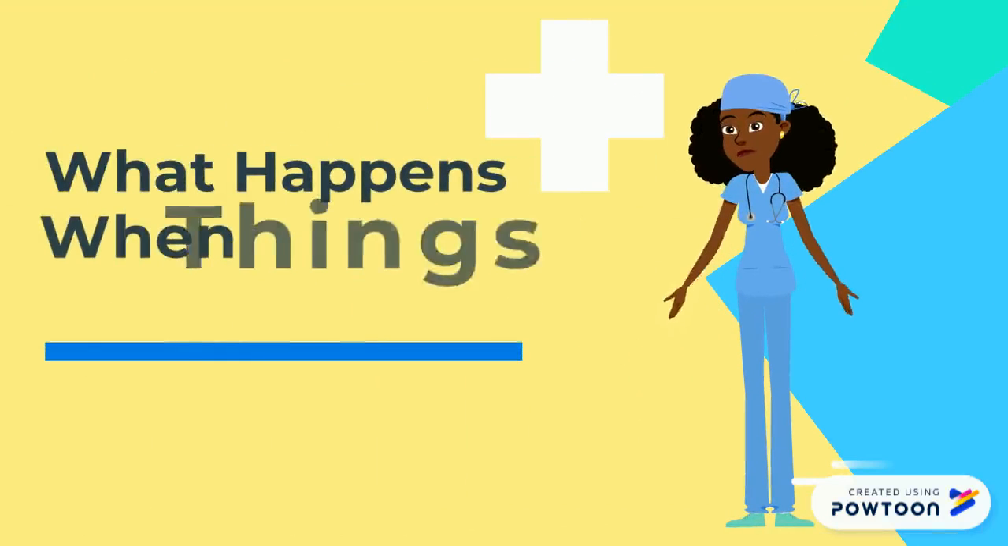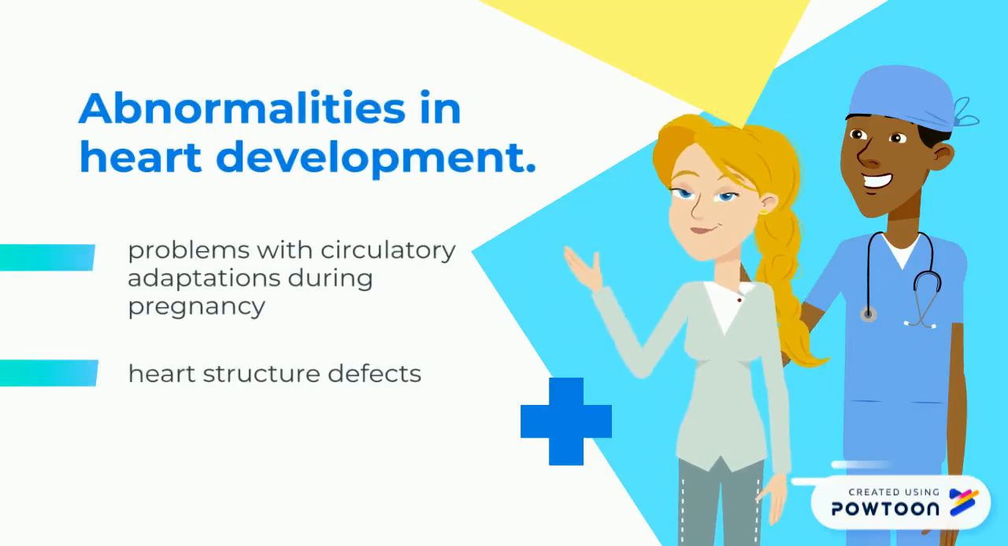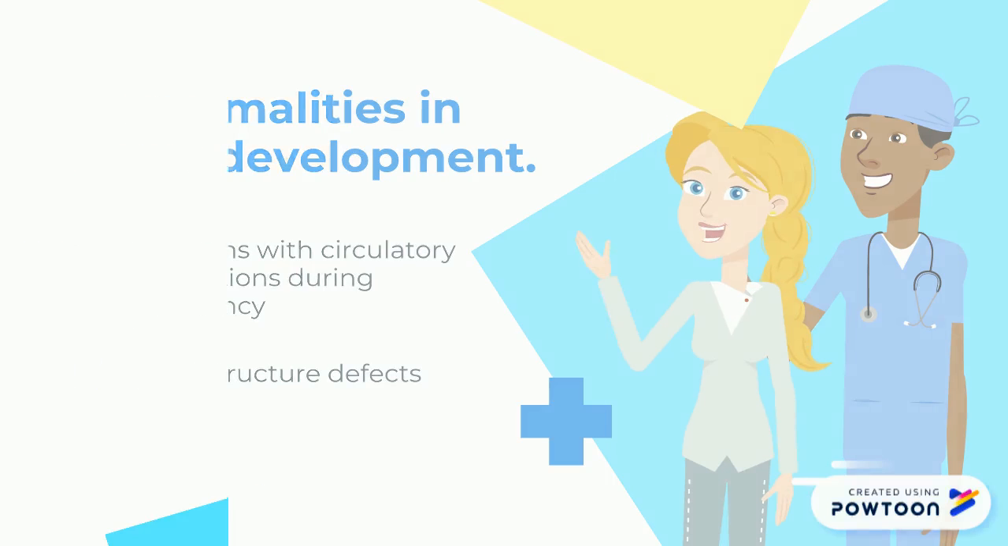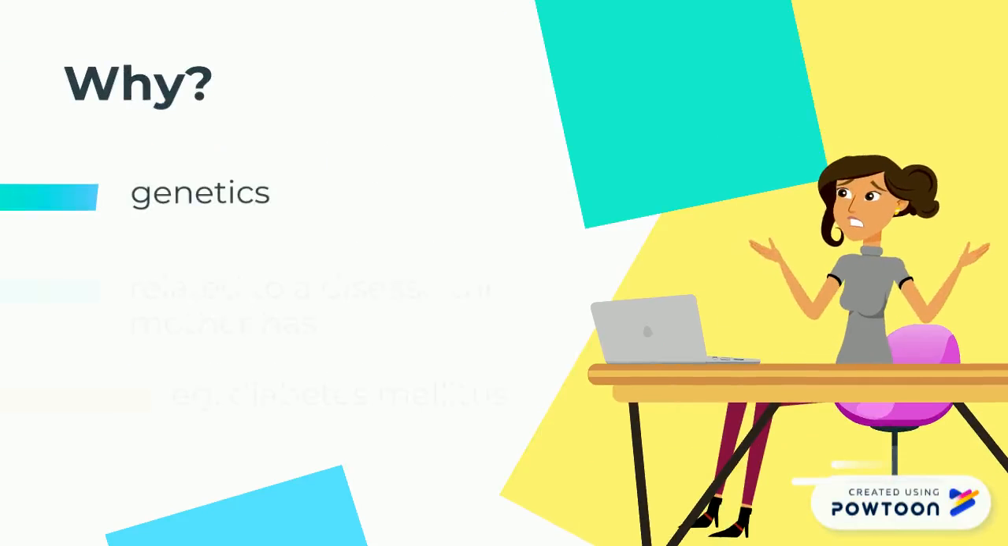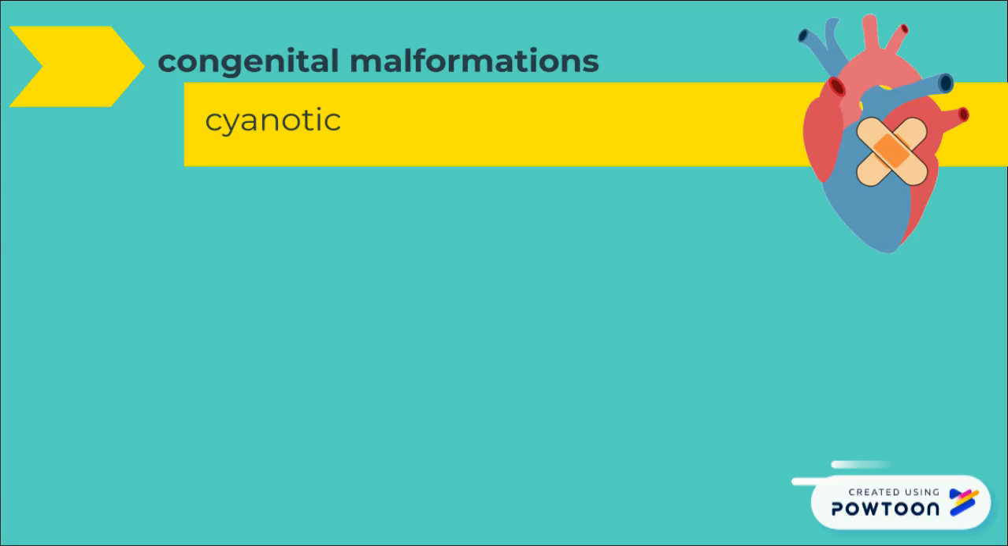But what happens when things go wrong? Any abnormalities in fetal circulation adaptations during pregnancy can lead to a defective heart structure. In most cases, we don't know why these defects occur, though some heart defects can be genetic or be related to a disease that the mother has. There are many types of heart defects.